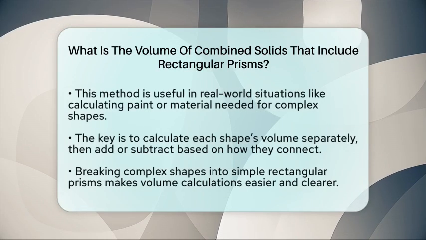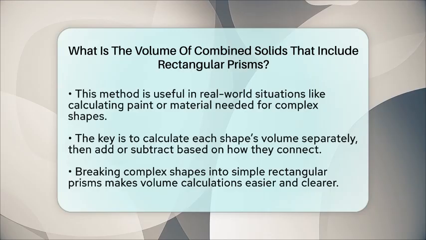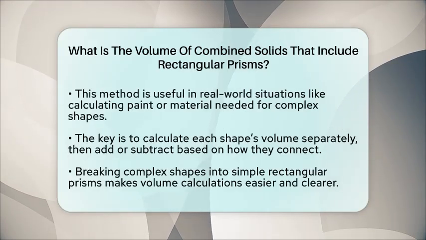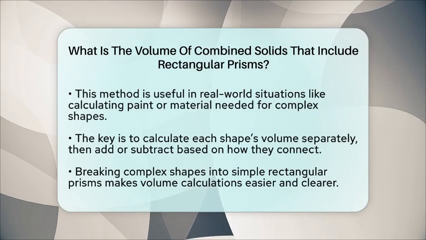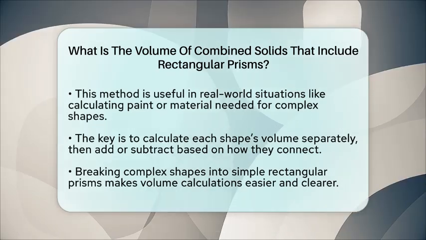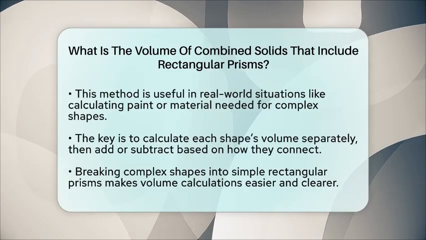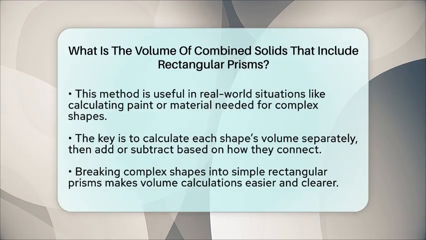So, to find the volume of combined solids that include rectangular prisms, you calculate each individual volume first. Then you add or subtract these volumes depending on how the shapes are connected or cut out. This way, you can easily figure out the total space inside any complex shape made from rectangular prisms.